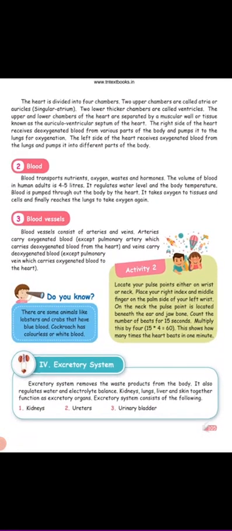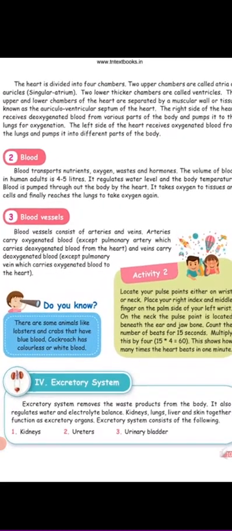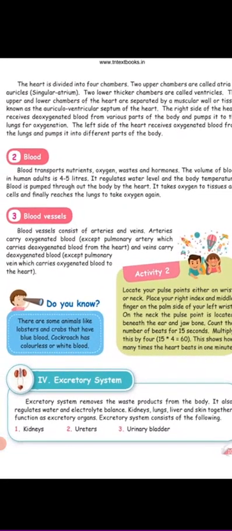Yes. So what is it doing now? The heart has four chambers, upper and lower, and the upper and lower chambers are separated by a muscular wall or tissue. The two chambers are divided by a muscular wall, or else we can call this a tissue, that is called the auriculoventricular septum of the heart.